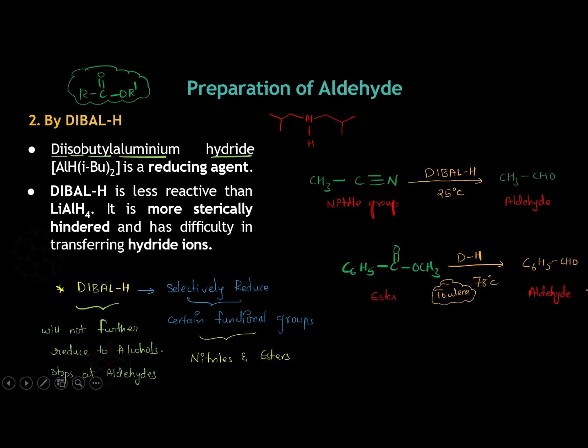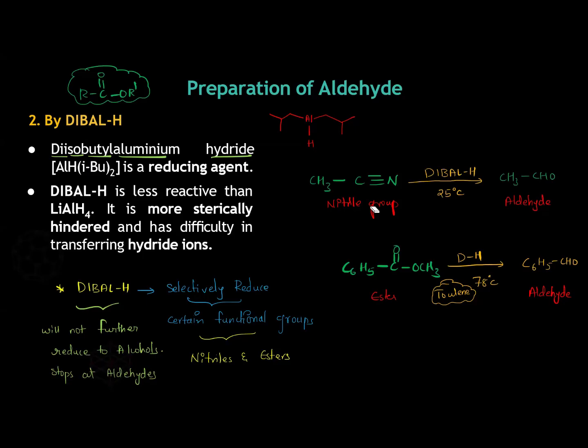Understood? So what is this? It's the preparation of the aldehyde by using diisobutyl aluminum hydride. So what does it do? It acts like a reducing agent. It very selectively reduces only certain functional groups, that is nitriles and esters, and it will reduce up to aldehydes. It will not further reduce to alcohols.